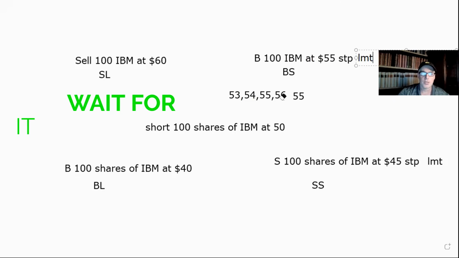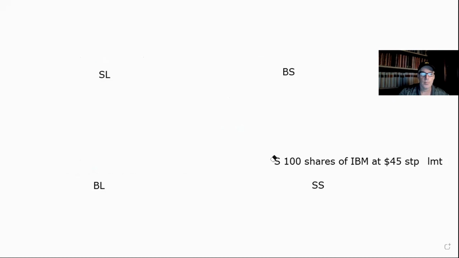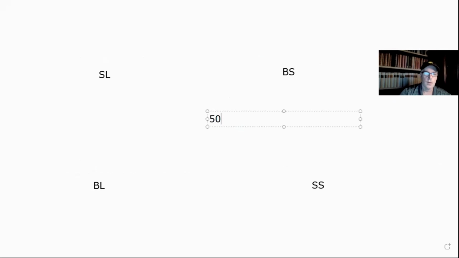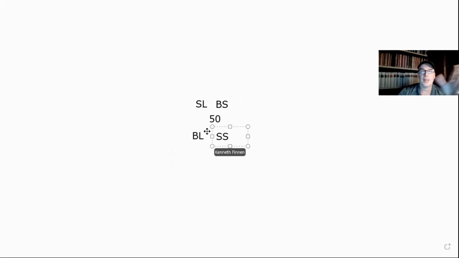Now, don't go yet, because watch the magic. Wait to the end. So get rid of this, get rid of that, get rid of this. Boom, boom. And let's just say the stock is trading at 50 right now. Watch this. This is why I do this. SLBS: sell limits and buy stops are above the market. Buy limits and sell stops are below the market. So that's SLBS over BLSS. Sell limits and buy stops over buy limits and sell stops.